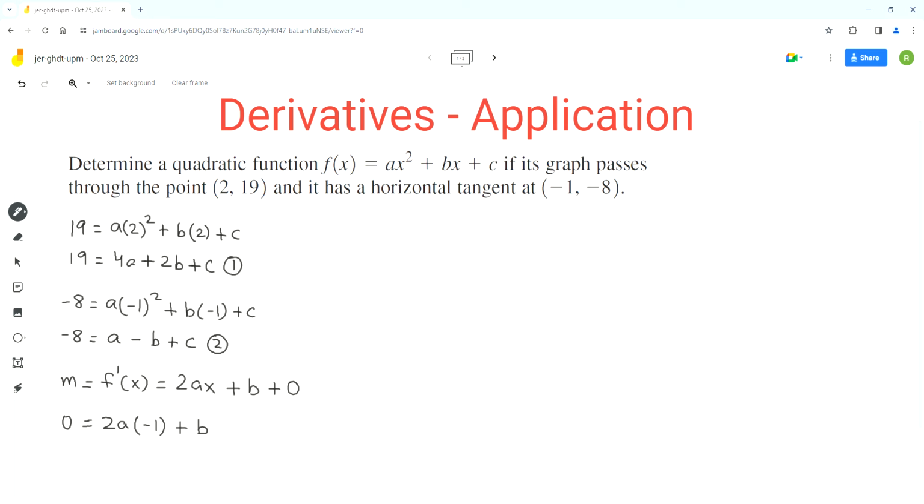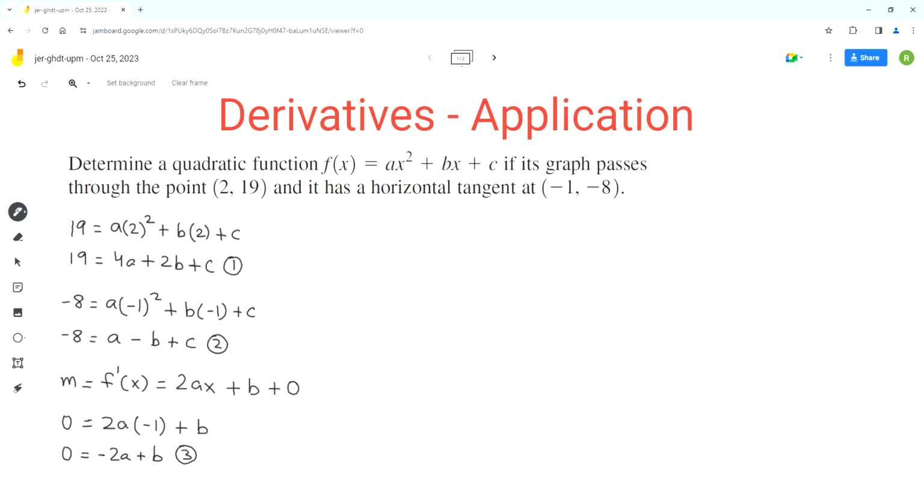Now we can simplify the step. So we get 0 equals -2a plus b. So this is our third equation. So we have to use these three equations to find the values of a, b and c.